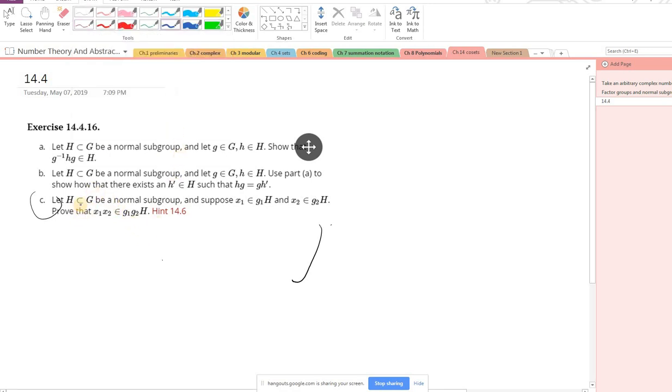All right, so let H in G be a normal subgroup, and suppose X1 is in G1H and X2 is in G2H. Prove that X1, X2 is in G1, G2H. I'm sorry, I said G2H2, which is not true. X1 is in G1H and X2 is in G2H. Prove that X1, X2 is in G1, G2H, given that H is a normal subgroup.